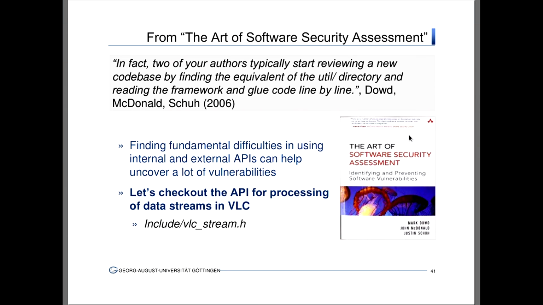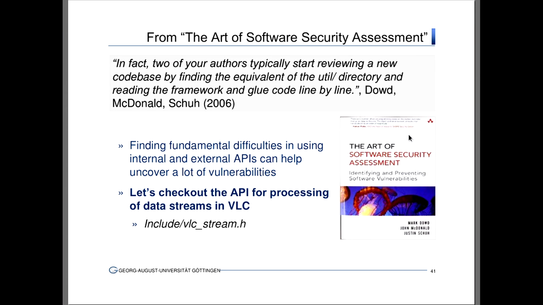Now, an interesting question to ask here is, how do you come up with ways of deciding what am I going to search for in this code to actually find bugs? And there were some wise words said in the Art of Software Security Assessment, and I'd like to quote this. They say, in fact, two of our authors typically start reviewing a new code base by finding the equivalent of the util directory and reading the framework and glue code line by line. And I found this really helpful.